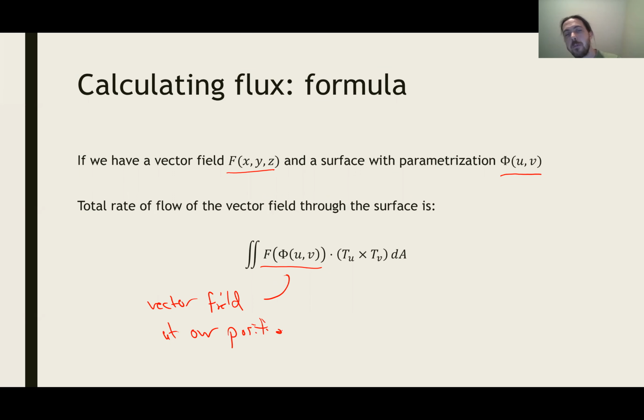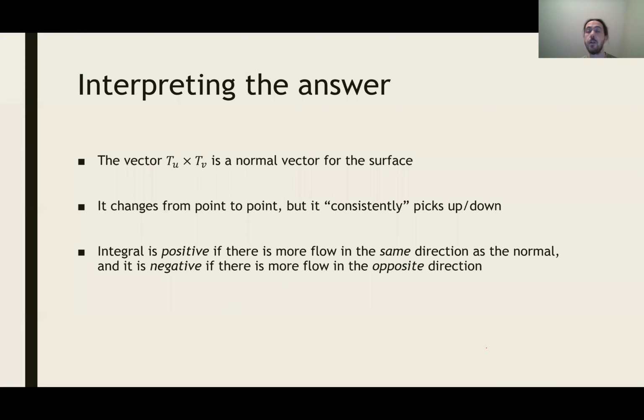And what we do then is we also calculate the normal, this cross product, T_u cross with T_v, and then we take the dot product of those. And then we integrate that whole thing up. So when we do this calculation, the vector T_u cross with T_v, the cross product of these two tangent vectors, is a normal vector for the surface. This is what's going to tell us which direction is up and which direction is down.